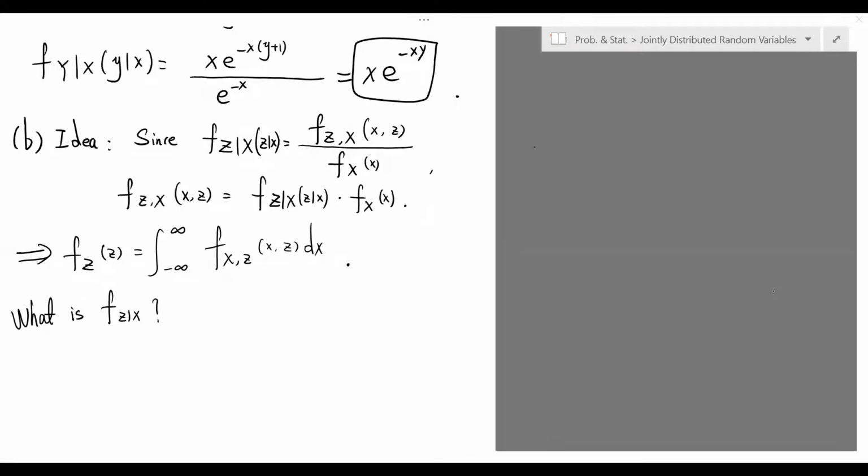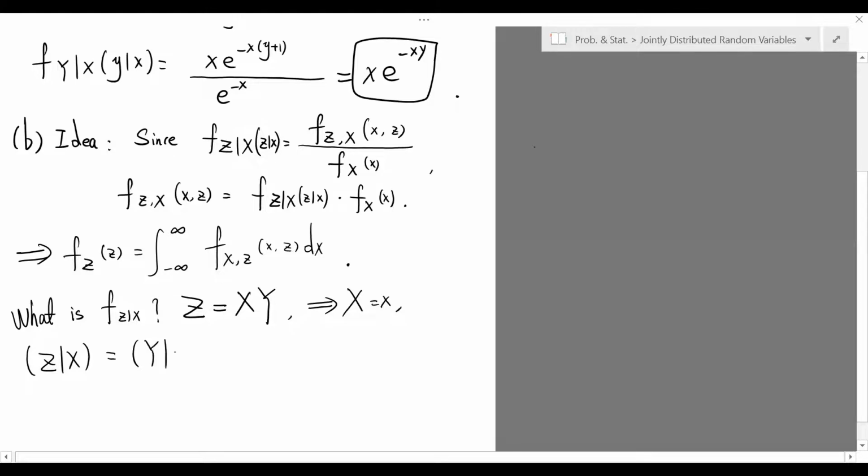So let's think about what is the conditional density of z given x. Z is defined as capital X times y. Hence, if x is fixed, the value of z given x is just equal to the value of y given x times the little x. We have computed the density function for y given x to be x times e to the negative xy.